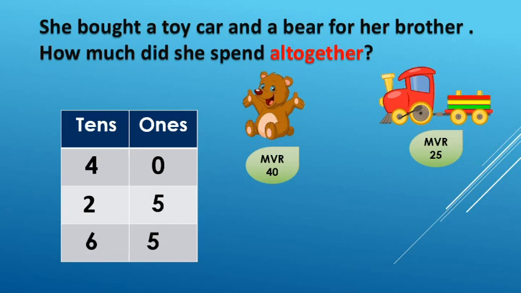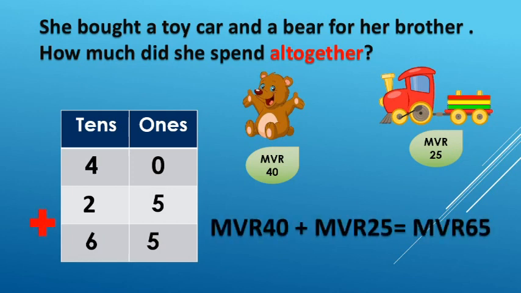So 0 plus 5 is equal to 5. And in the tens column, 4 and 2. So 4 plus 2 is equal to 6. The total amount is 65. So when we add 40 rupiah and 25 rupiah, we get 65.